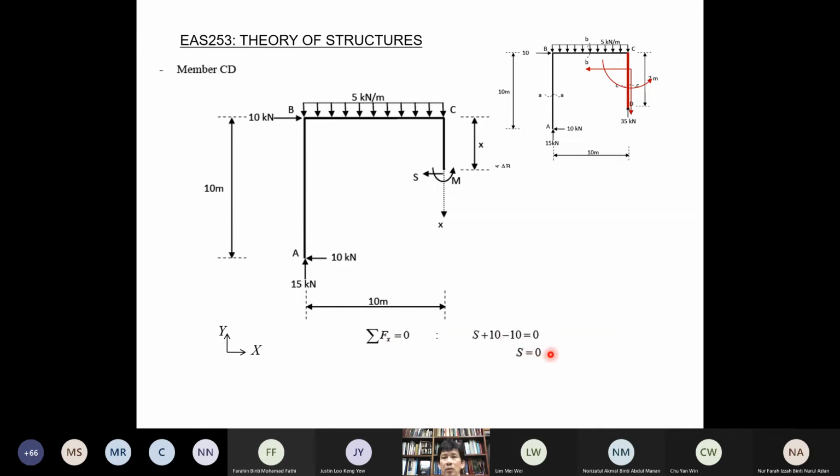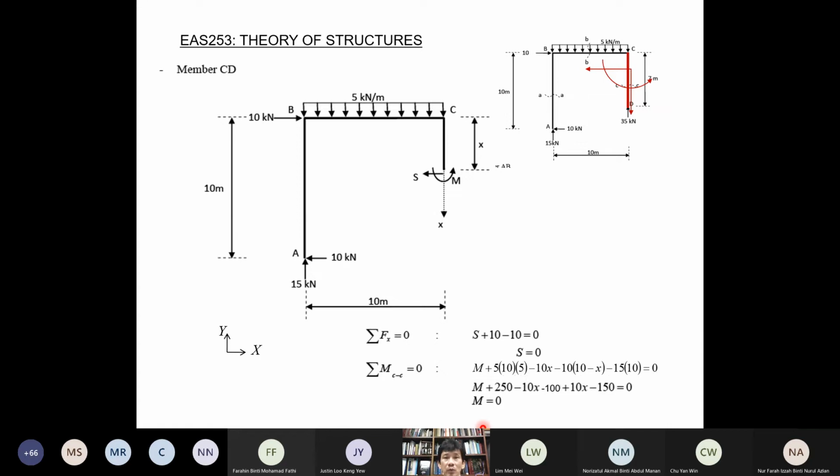It comes out to be 0. No shear along this member. Take moment at the cut section here. Consider all these forces and loading of moment at this point. Then we come up with moment also 0. To calculate, it is very hard here, very long equations here. Finally we get 0.